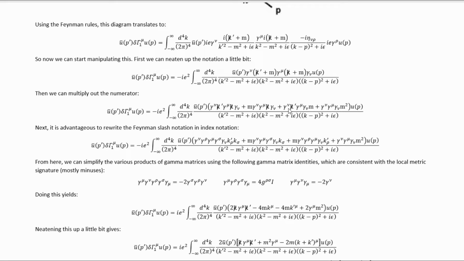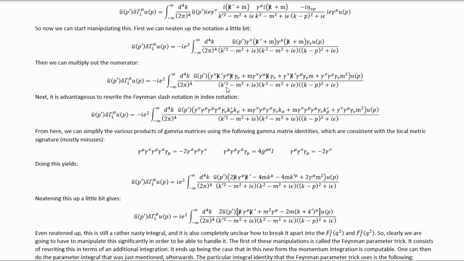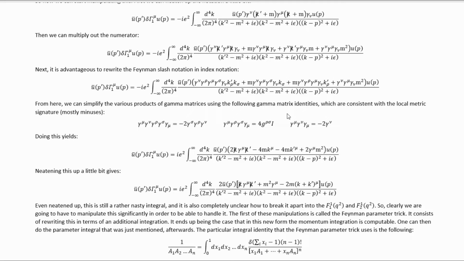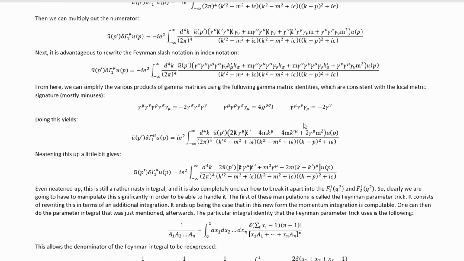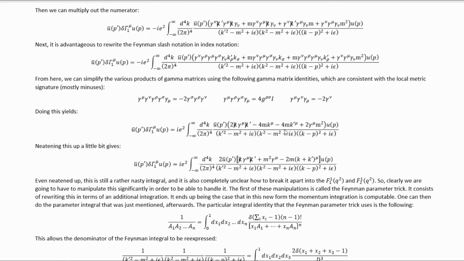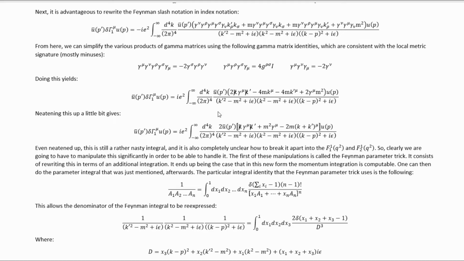That gets us this. I still leave the spinors undistributed because they don't really help us simplify things, at least yet. Next, we can rewrite the Feynman slash notation in index notation, which gives us this. And this makes it especially obvious to see how to use identities for the gamma matrices like this to simplify it quite a lot. Specifically, applying them gets us directly to this. We can neaten this up some more to get to here.